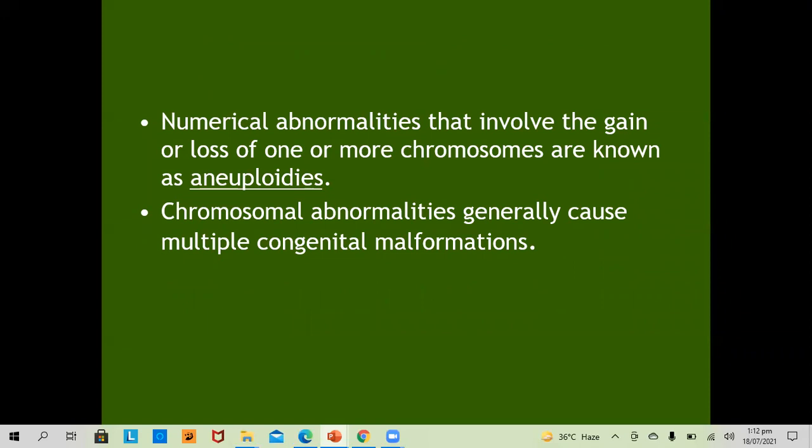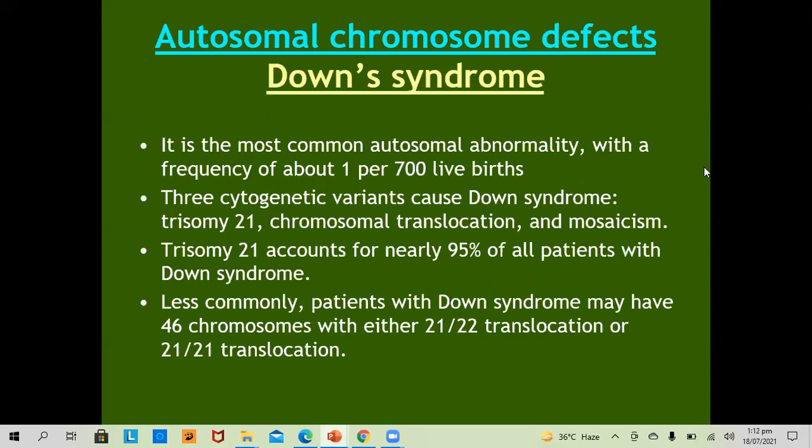Chromosomal abnormalities generally cause multiple congenital malformations. The autosomal chromosomal defects. In the autosomal chromosomal defects, we are going to discuss two syndromes. The first and the most common is Down syndrome. It is the most common autosomal abnormality with a frequency of 1 per 700 live births.